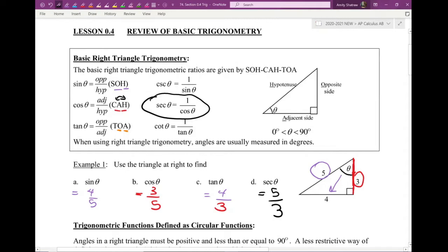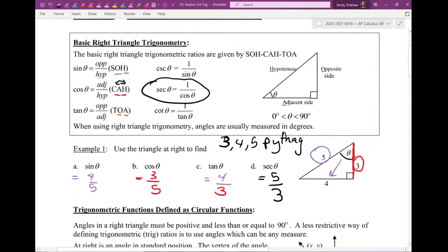So there you go for the basics. And don't forget, 3, 4, and 5 are your Pythagorean triples. And if you remember Pythagorean triples, great. If you don't, you might want to check out the freestyle, okay?